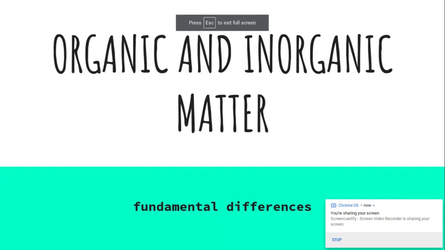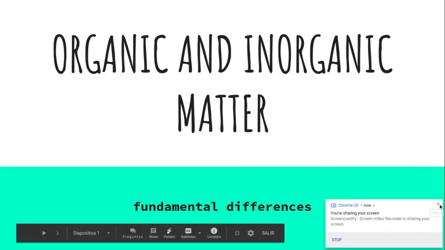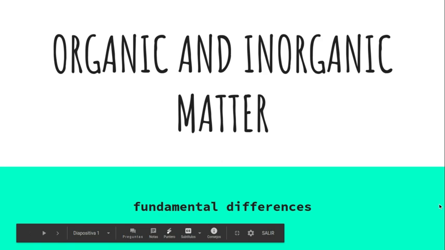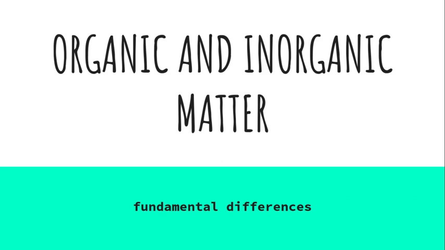Hello, guys. I'm going to start explaining the characteristics of organic and inorganic matter. Organic and inorganic matter is one of the many classifications you can make of matter in general, of substances. Okay, and it is a very important classification to understand how living things work and the composition of living things.